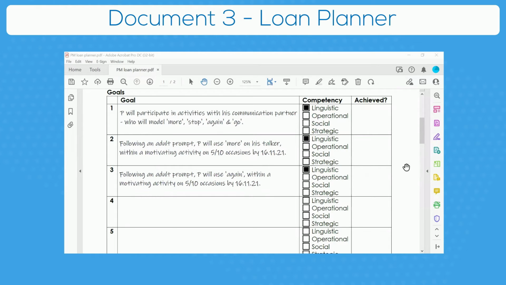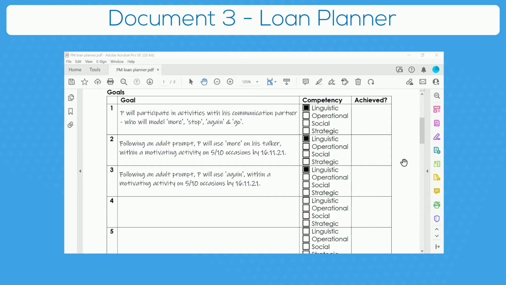Firstly, that Patrick would participate in activities with his communication partner who would model more, stop, again and go. Secondly, that following an adult prompt, he would use more on his talker within a motivating activity on 5 out of 10 occasions by the end of the loan. And finally, that following an adult prompt, he would use again within a motivating activity on 5 out of 10 occasions by the end of the loan.